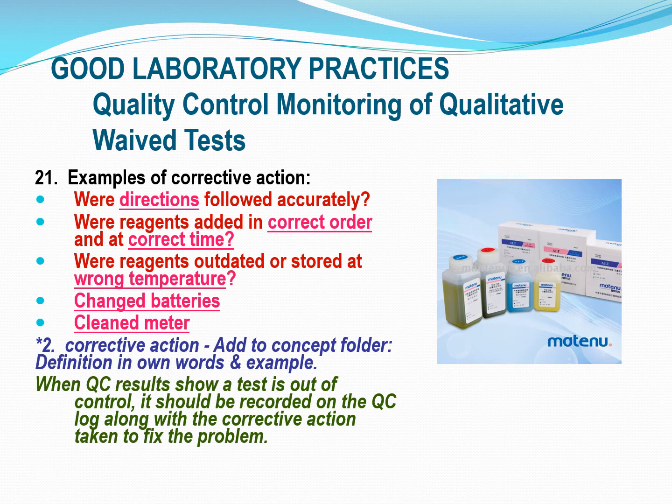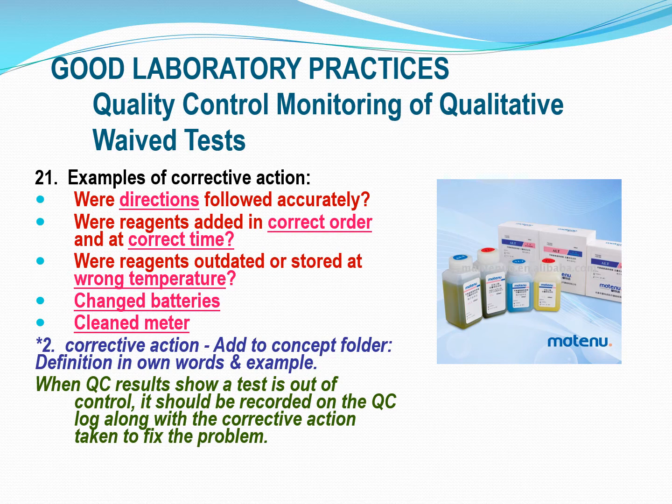Okay, so those are examples of corrective action that I just talked to you about. They can be that. We can also have the reagents weren't kept at the correct temperature. You need to change the battery. The instrument needs to be cleaned, okay? And then there is user error. Did you follow the directions? Which usually you can catch when you repeat it, okay? Were reagents added in the correct order? Did you let it set the correct time? Did you let it set too long, not long enough, okay?